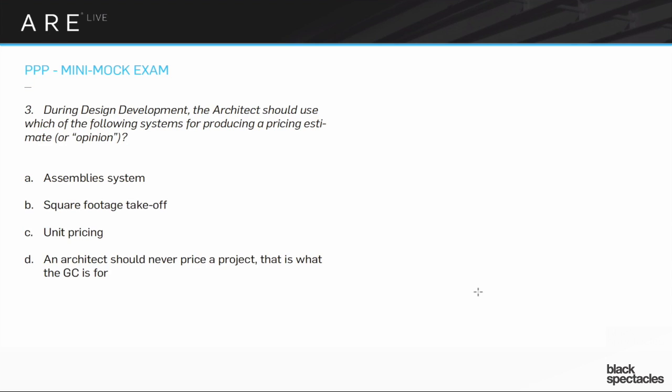And it really does make some sense, because calling something an estimate in the early phases of a project is kind of silly, because there's really no way that you could be accurate enough to call it an estimate. You're really talking about an opinion, that my guess is that we're going to end up around this number, right? So you'll see both terms being used, opinion and estimate. It depends on the context of the question. Okay, so let's think about this. During design development, the architect should use which of the following systems?